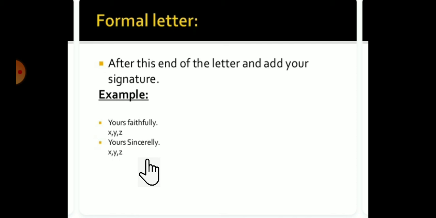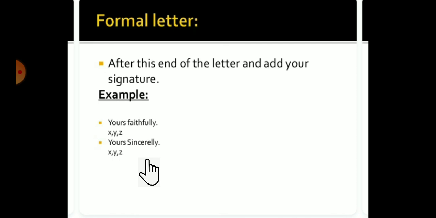Then comes the informal letter. An informal letter is always written to those people whom you know well, such as your best friends, family members or relatives. So you can write anything in this kind of informal letter, but it also has some format. This is what I am going to share, the whole format of the formal letter and informal letter, in the form of images in your group.